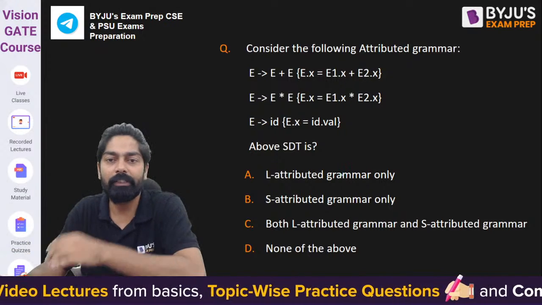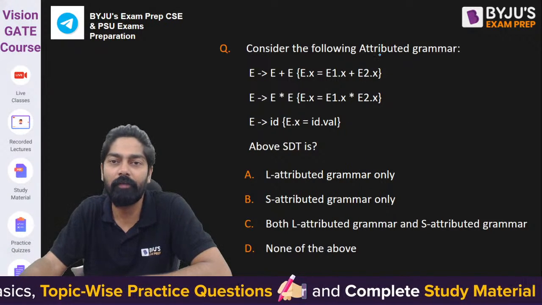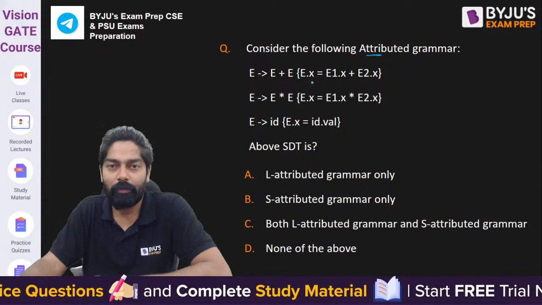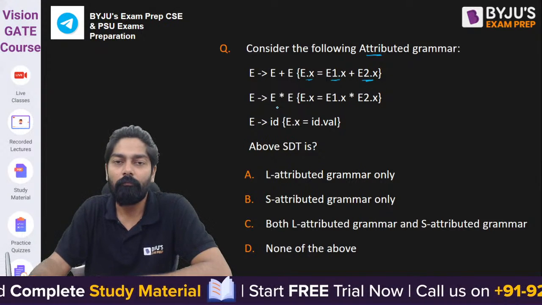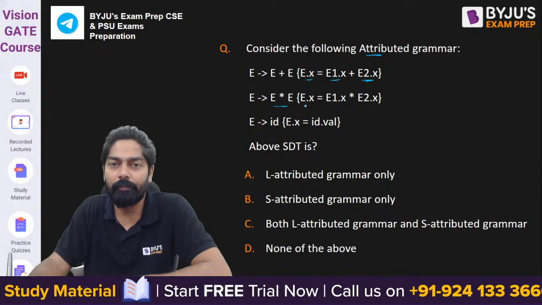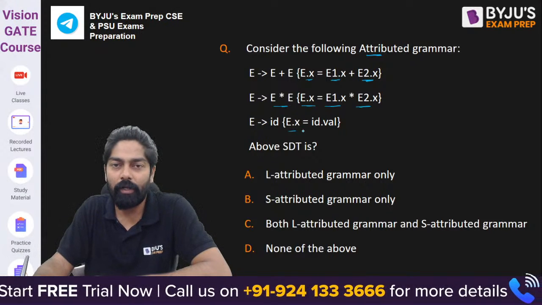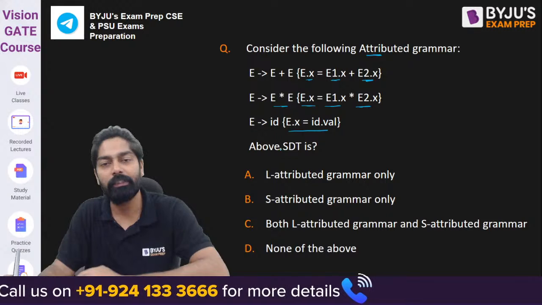Can you please tell me what is the answer for this one? Everyone please reply. Consider the following attributed grammar. E goes to E plus E, that is E dot X equal to E1 dot X plus E2 dot X. And E goes to E star E, that is E dot X equal to E1 dot X into E2 dot X. E goes to ID, E dot X equal to ID dot value. The above SDT is, what is the answer?